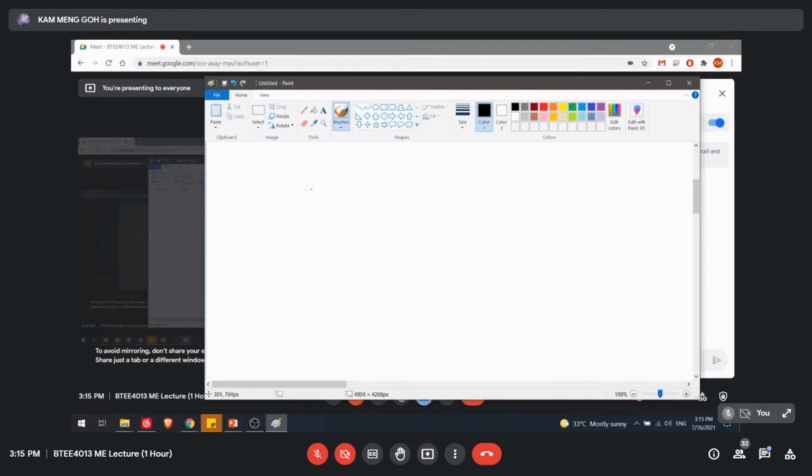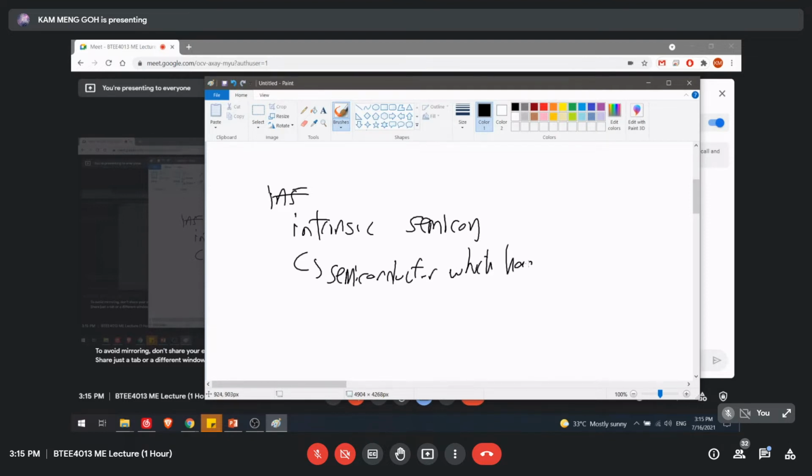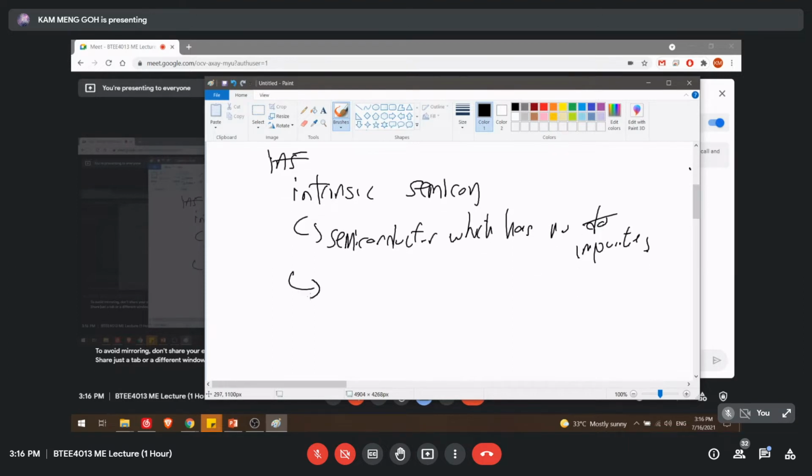Okay, we also learn about the semiconductor, let's say intrinsic semicon, which is the semiconductor which has no dopant, no impurity to be more accurate. Okay, which means that in this intrinsic semiconductor, you didn't add any extra impurities there. So in this case, your EF Fermi energy level will be equal to EFI, intrinsic Fermi energy level.